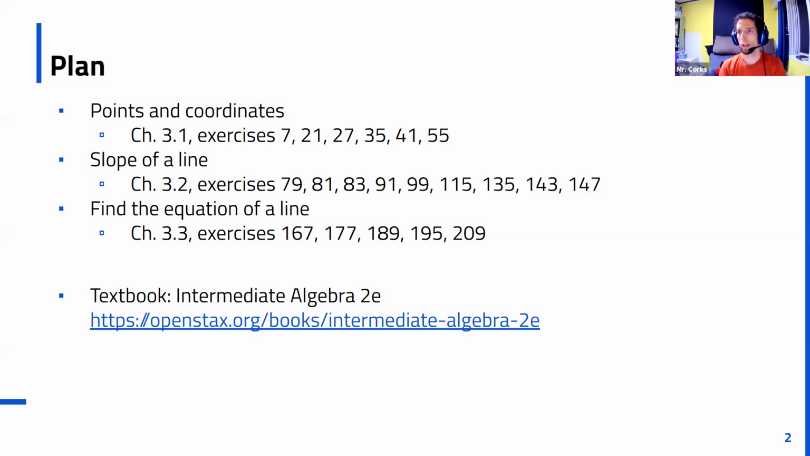Just in case you're not in the math or business class now, it's this textbook, Intermediate Algebra, 2nd edition. Just search OpenStax and click through some links and find this book. It's not very hard to find. It's a free open source textbook. You can just download the book. There's a link right there.